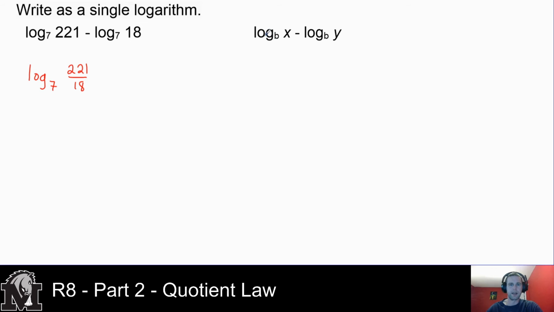Our next example, again, we have logarithms with common bases, and one is subtracting the other. So we have log base b of x over y.